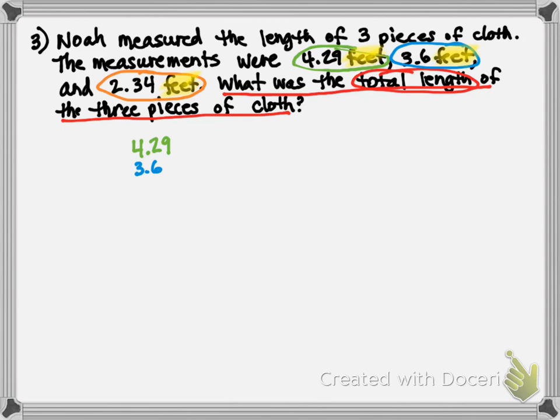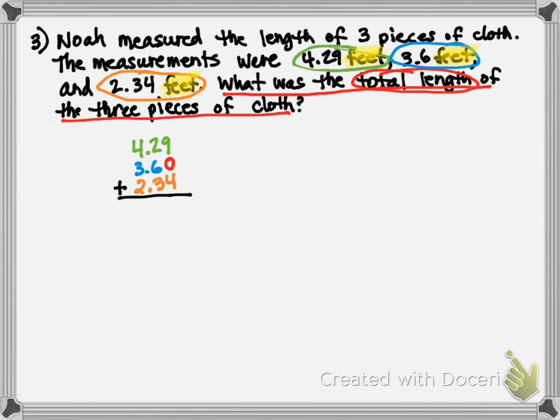And we take 2.34. So we do run into a bit of an issue, and that issue is our numbers need to be the same length in order for us to add or subtract. So I'm going to annex that 0 on the 3.6 so that all the numbers have 2 digits after the decimal point. So I'm just going to go ahead and add.